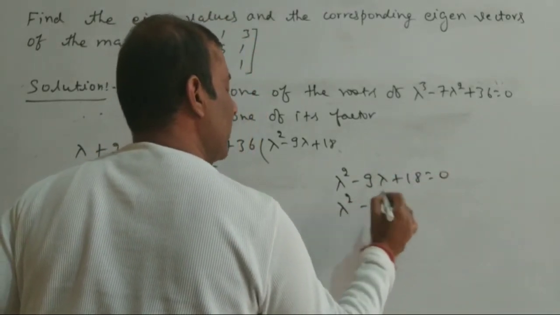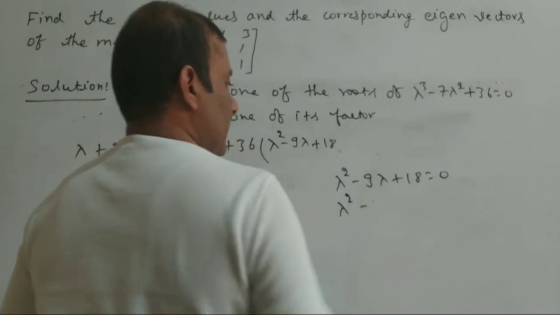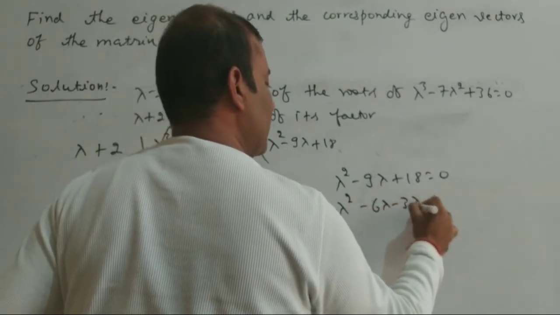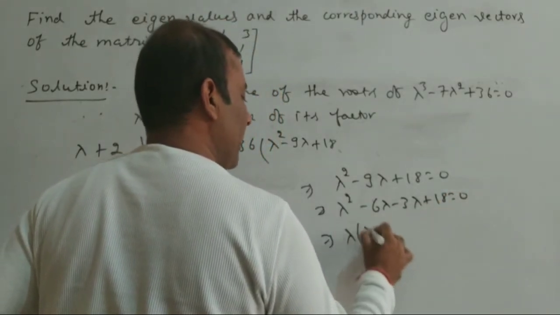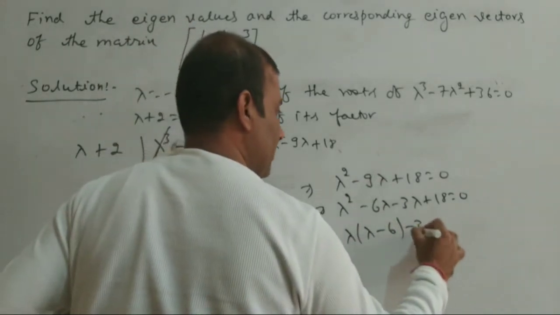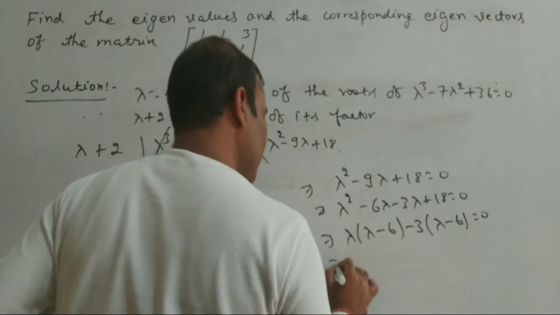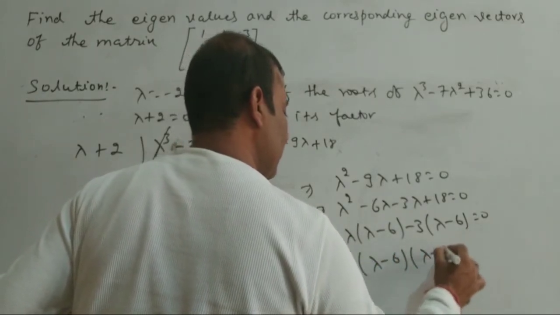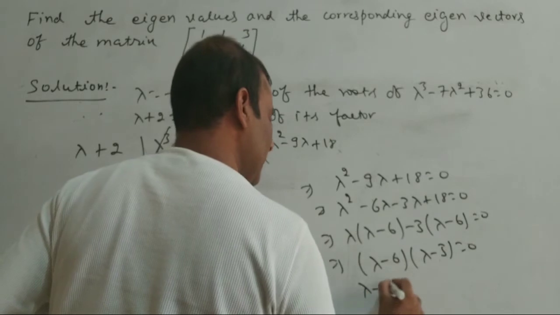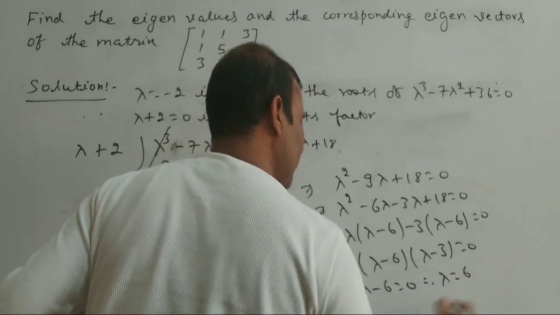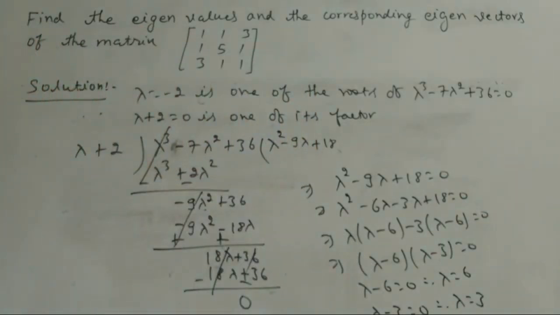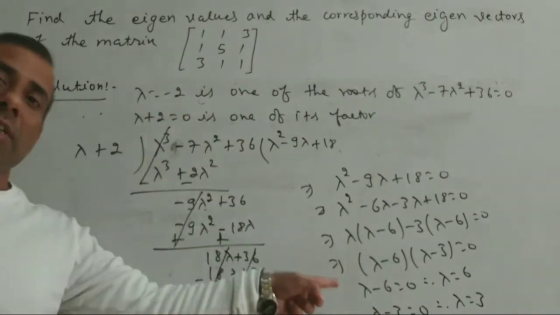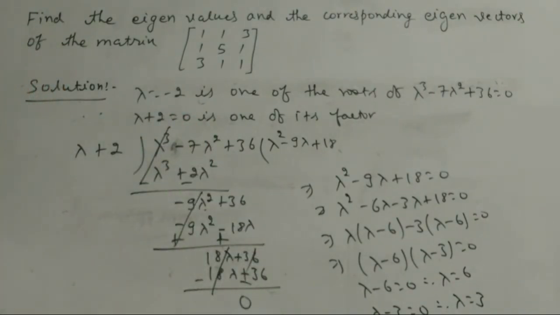That is lambda square minus, 6 times 3 is 18, so minus 6 lambda minus 3 lambda plus 18 equals 0. Taking lambda common, lambda minus 6, minus 3 common, then it is lambda minus 6. So it becomes lambda minus 6 times lambda minus 3 equals 0. So lambda equals 6 and lambda equals 3. So the values of lambda are minus 2, 3 and 6. Clear?